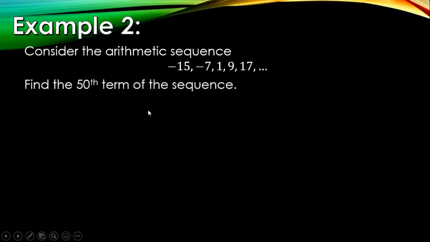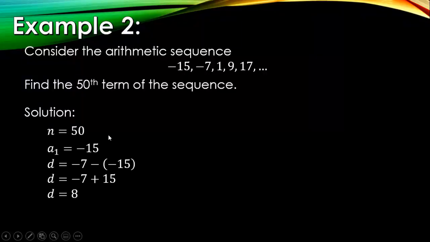Okay, example number 2. Consider the arithmetic sequence negative 15, negative 7, 1, 9, 17, and so on. Find the 50th term of the sequence. For our solution, n is equal to 50. The first term is negative 15. For the common difference, we have the second term minus the first term: negative 7 minus negative 15. Negative times negative is positive, so negative 7 plus 15 is positive 8.